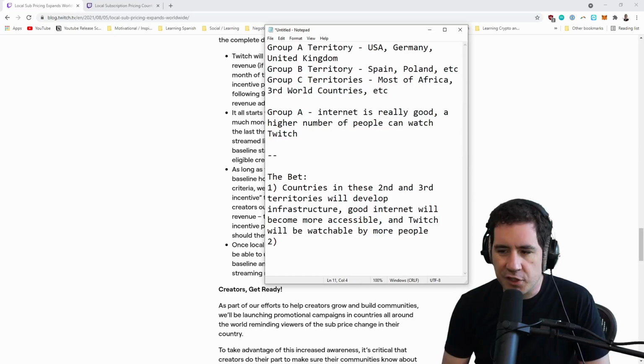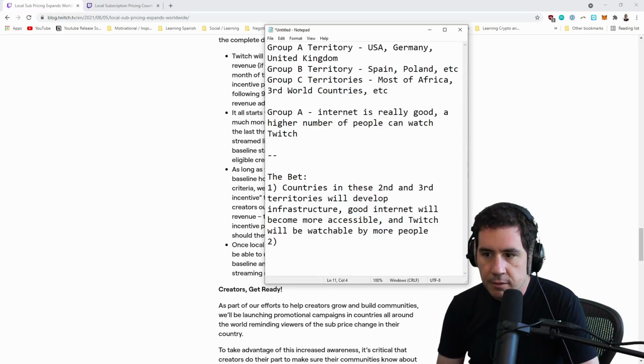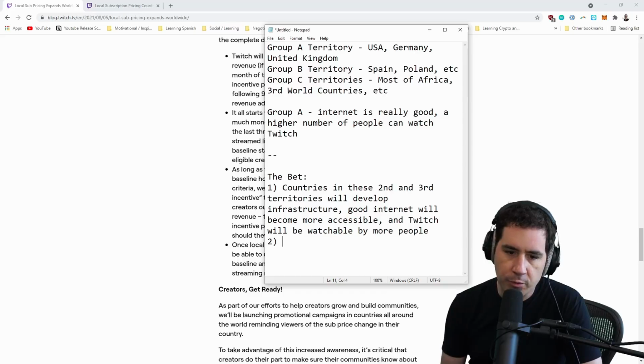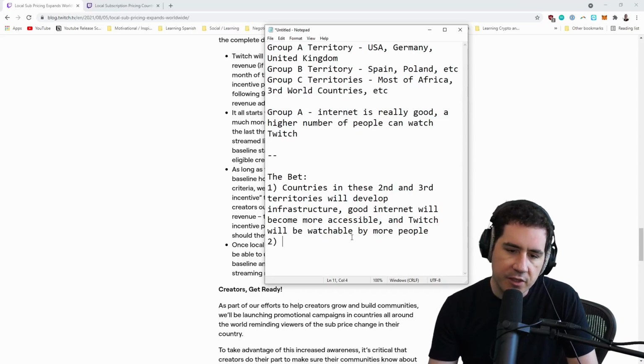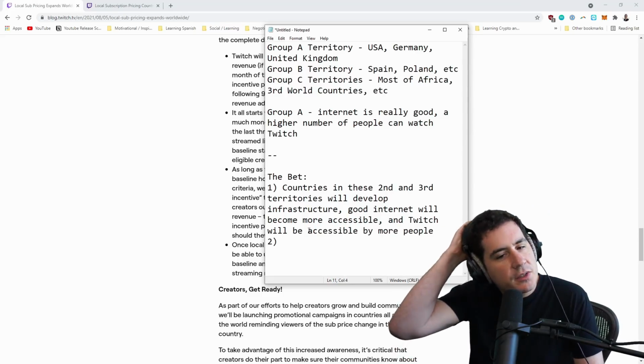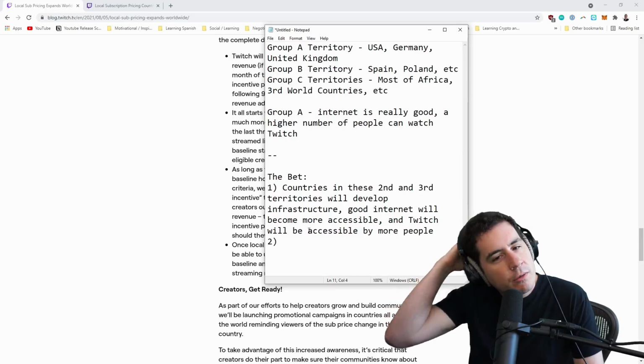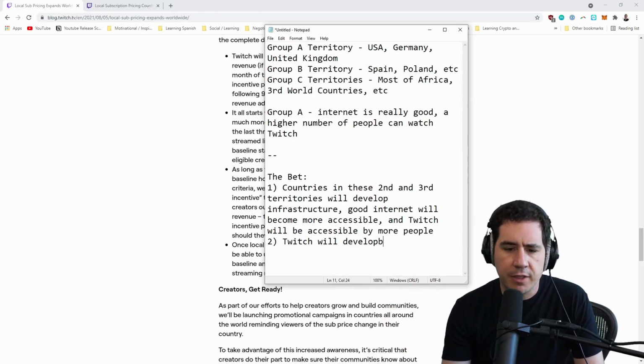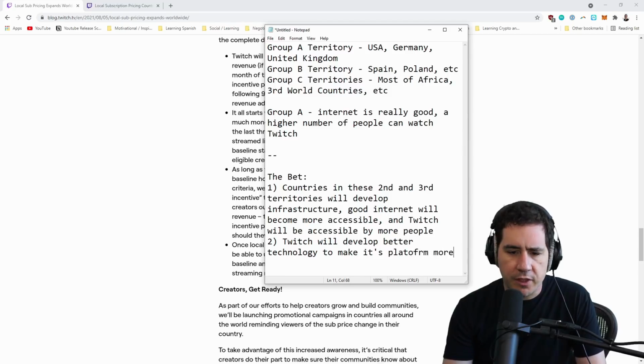So number one is a good assumption. I think that'll happen. As these countries naturally develop, the internet will get better, infrastructure will get better, and Twitch will be accessible to more people. The second bet is a little bit more riskier, and that's assuming that Twitch will develop better technology to make its platform more accessible to these users.